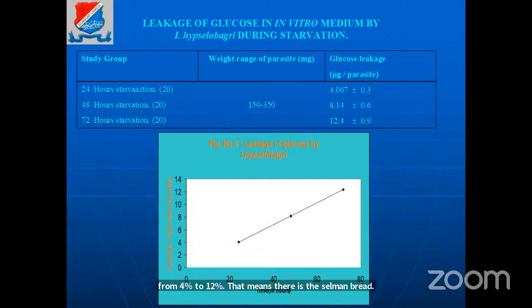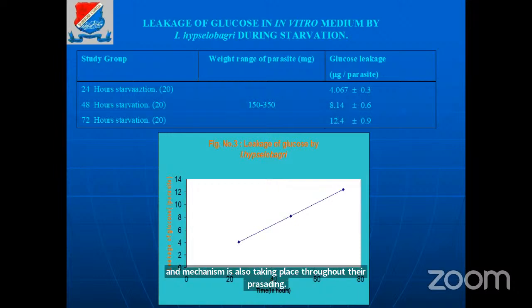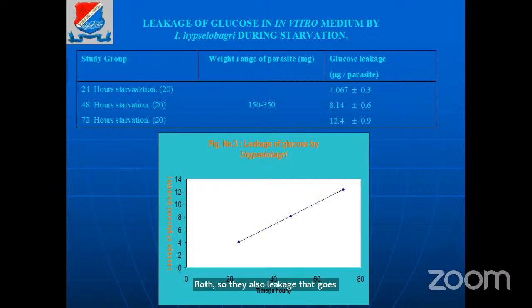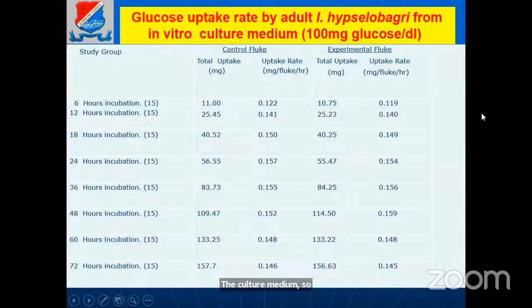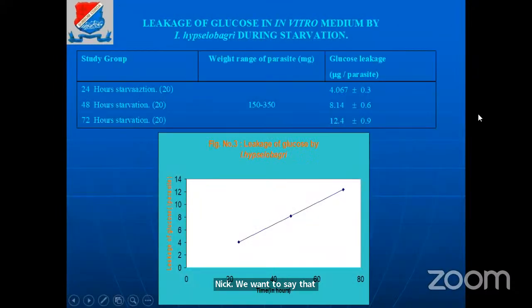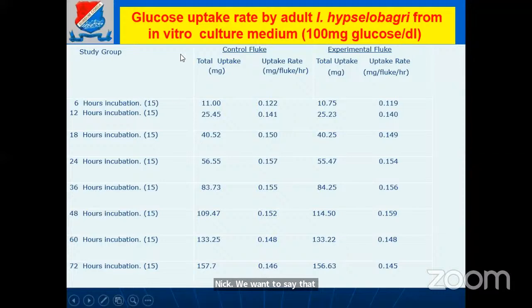That means a transporter mechanism is also taking place throughout their parasitic body. So they also leak glucose from their body into the culture media. Next, we want to say that if glucose leakage occurs, what is the mechanism by which they take up glucose?